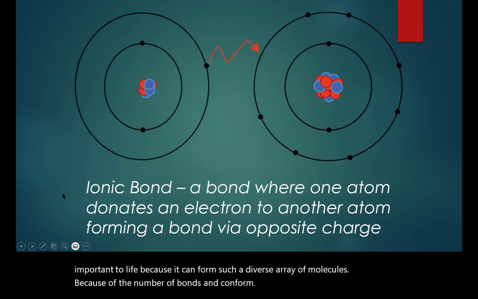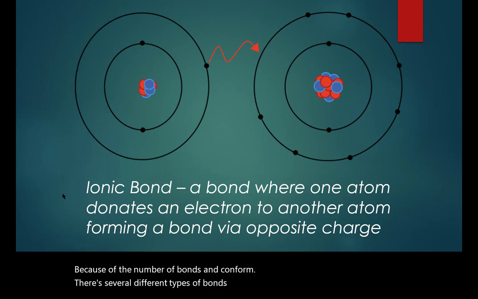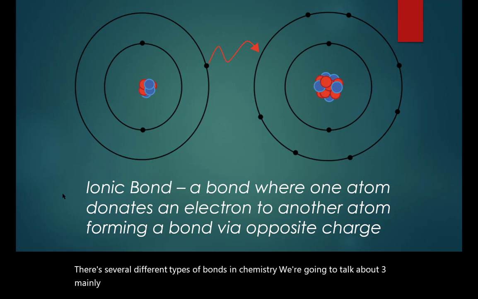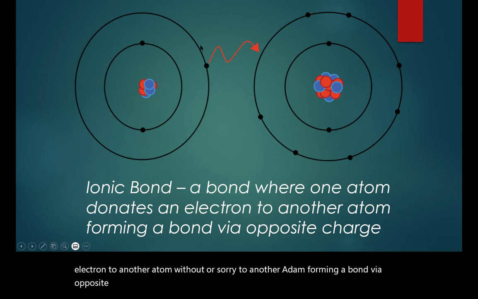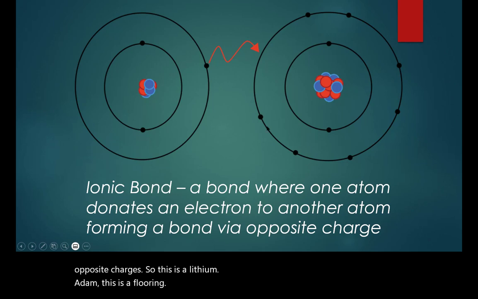There are several different types of bonds in chemistry. We're going to talk about 3 mainly. The first one here is an ionic bond. This is a bond where one atom donates an electron to another atom, forming a bond via opposite charges. So this is a lithium atom. This is a fluorine atom.